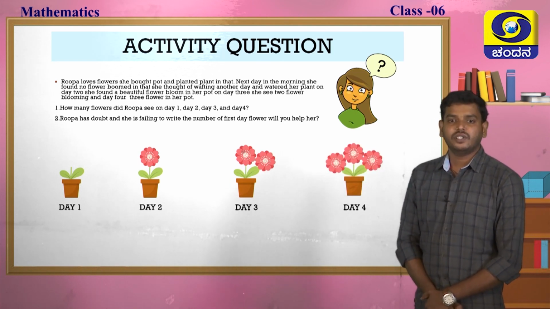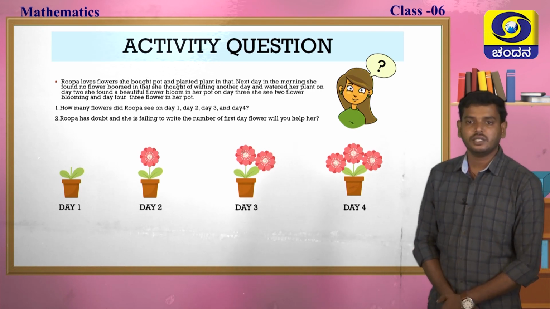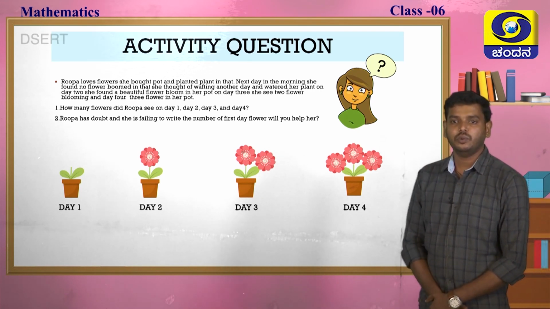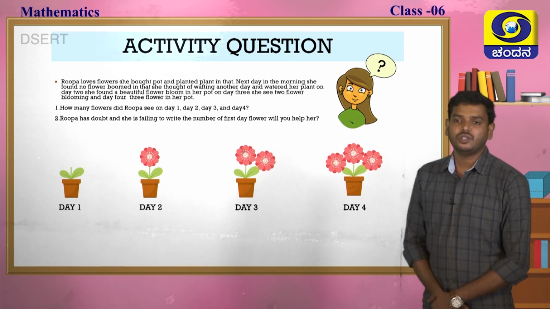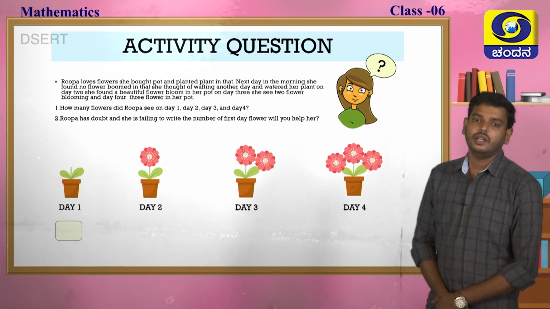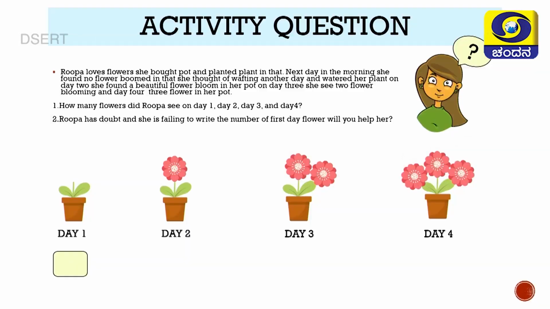Let me answer the first question. How many flowers did Rupa see on day 1, day 2, day 3? See, with these pictures itself, you can easily answer, children. Day 1, she did not find any flower in her pot. Day 2, only 1 flower. Day 3, 2 flowers. Day 4, 3 flowers.